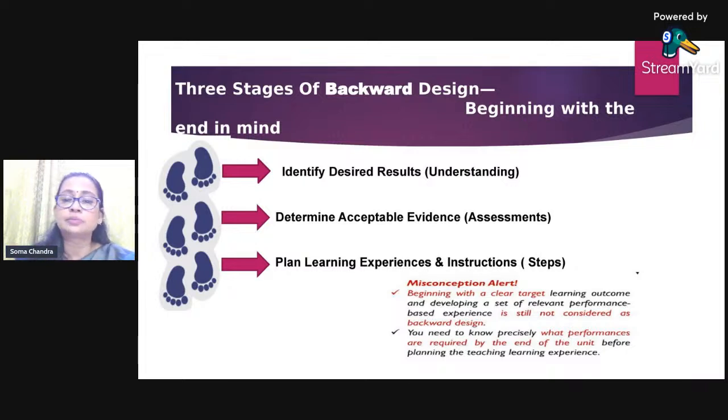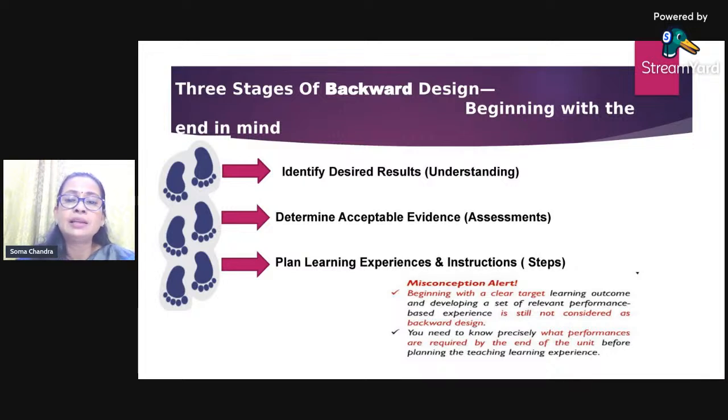Number two is determining acceptable evidence, that is, assessments. Assessments include performance tasks, projects, presentations, portfolios, FAs, discussions, rather than just unit tests. Say, for example, in a science lesson, instead of a multiple choice test on ecosystems, students can design a mini self-sustaining terrarium.